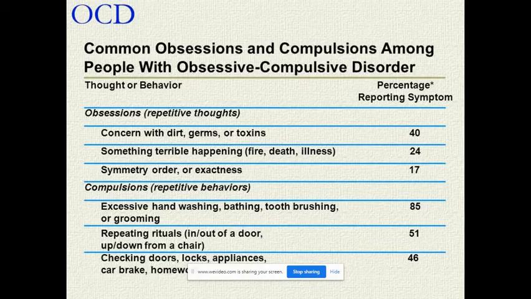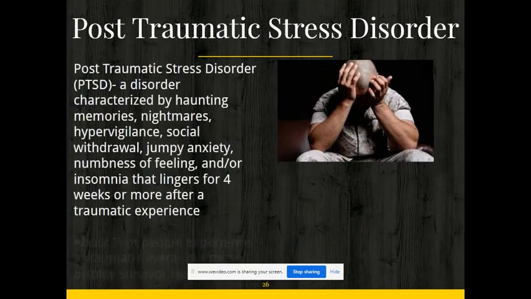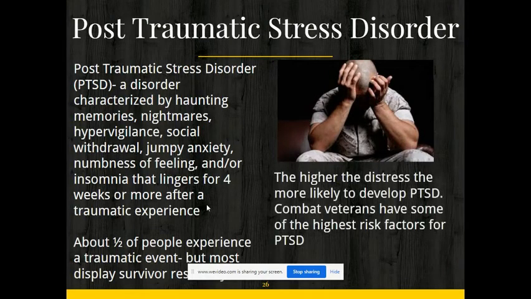And just some more stats on common components of OCD. Then you've got PTSD, post-traumatic stress disorder. It's a disorder characterized by haunting memories, nightmares, hypervigilance, that's where you're super aware and can't relax, social withdrawal, jumpy anxiety, numbness of feeling, and/or insomnia. So it could be any combination of these things, and it usually lingers for around 4 weeks or more. We really think about it a lot when we think about military people because of the reality that they live in.